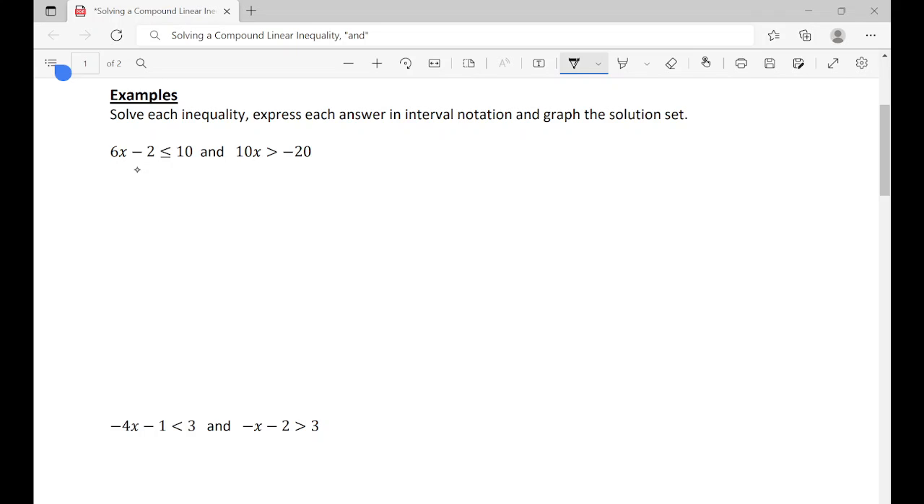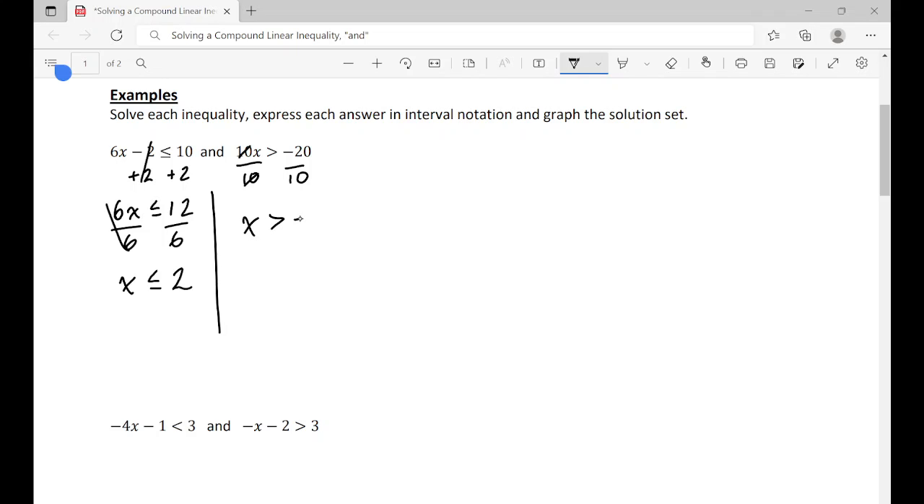I'm going to start with the first one. I'm going to add 2 to both sides. Get 6x is less than or equal to 12. Divide by 6, and I'm going to get x is less than or equal to 2. Now I'm going to do the same thing on this side. I'm going to divide by 10 on both sides, and x is going to be greater than negative 2. Now I divided by a positive, which is fine, even though this is negative. So remember, only dividing by a negative do you flip the sign.